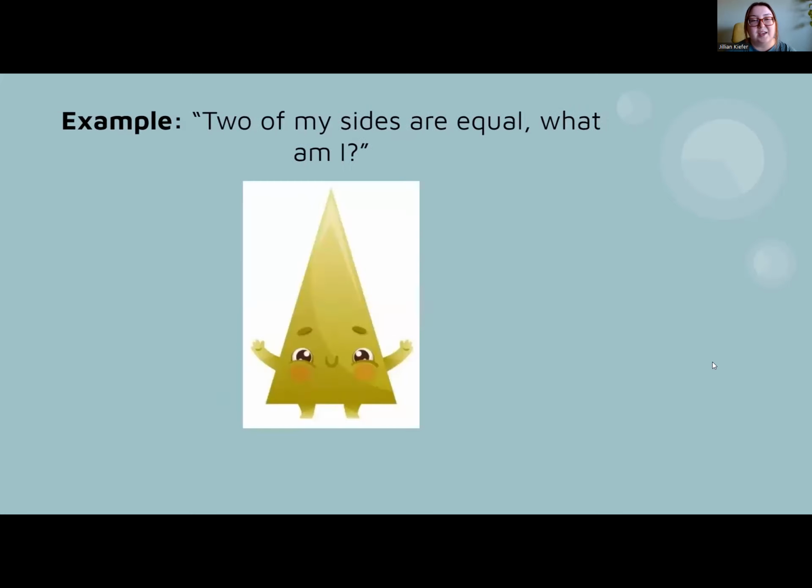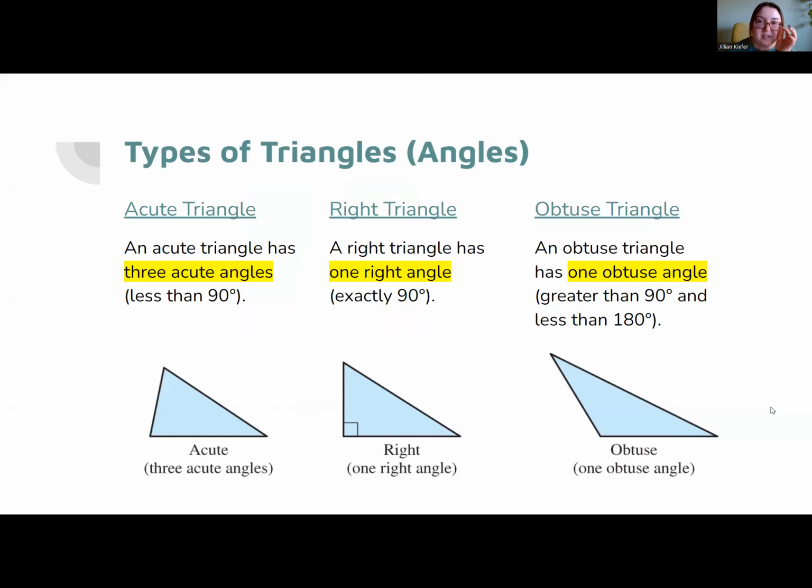Scalene. Two of my sides are equal. What am I? Very happy triangle here. This is an isosceles triangle. Isosceles triangles tend to have a very tall or a very short look to them, since two of their sides will match. Those are the different types of triangles based on their sides.